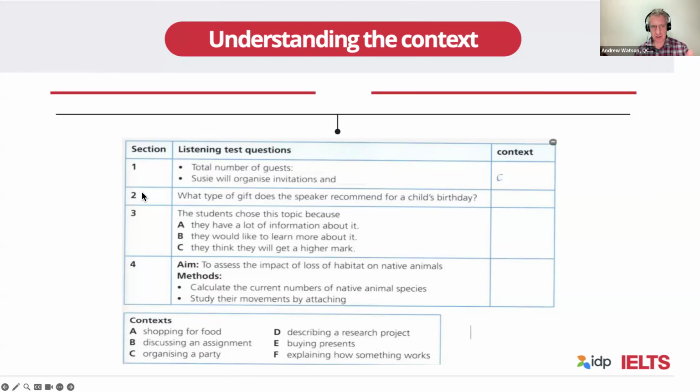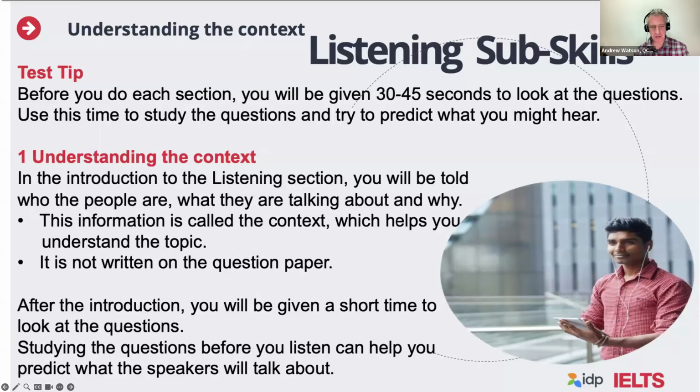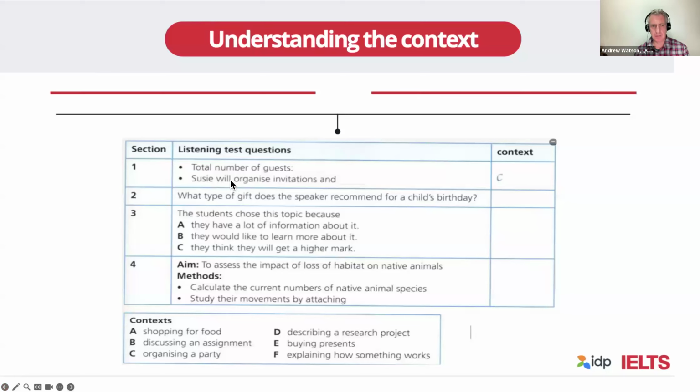The different sections of the test, for listening. It's a 4-part listening test. And then, in section 1, you could have something like this. Total number of guests. Susie will organize invitations. So immediately we can see that the context is organizing a party, can't we? Yeah.